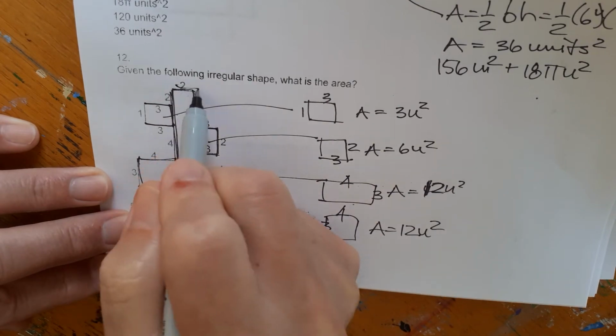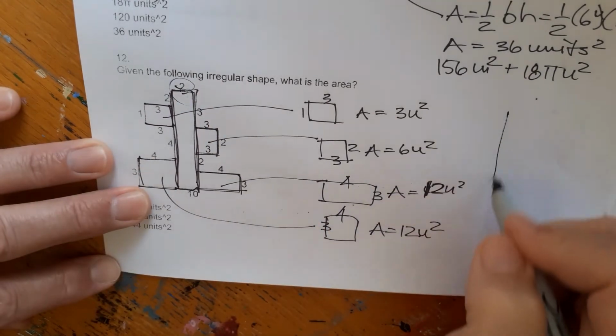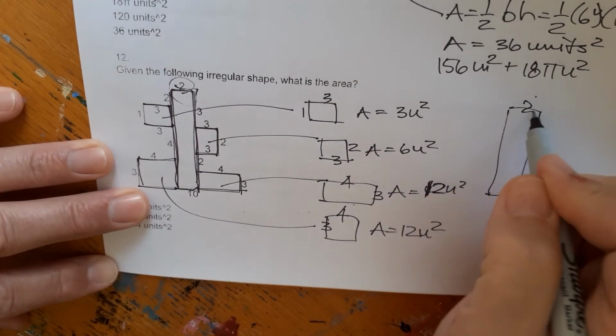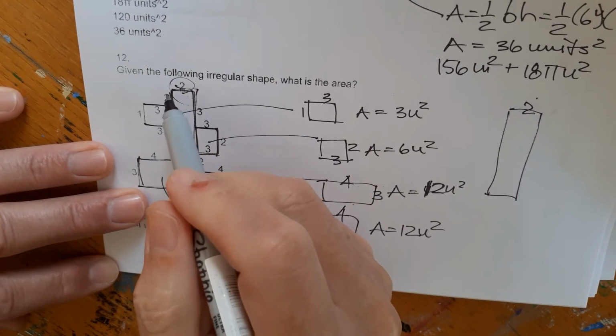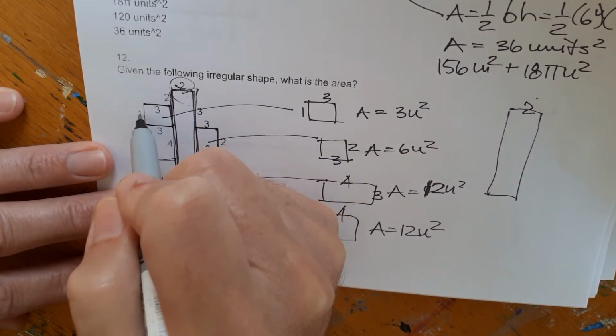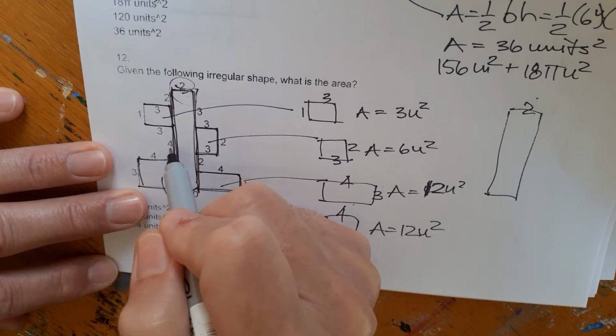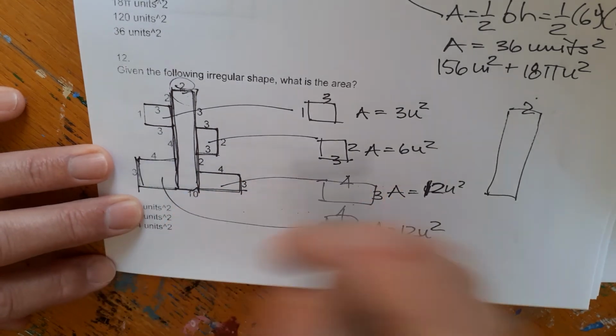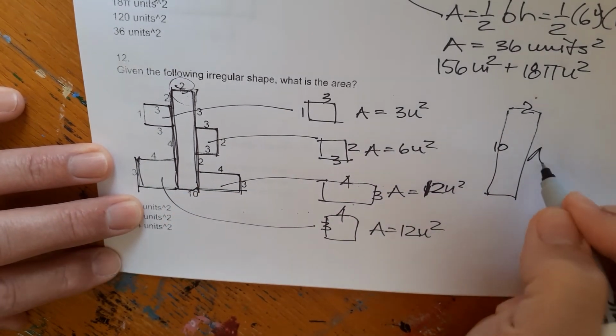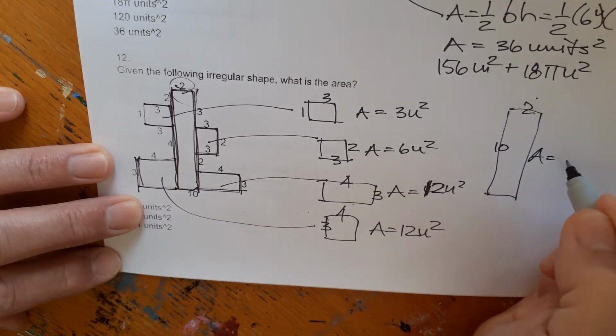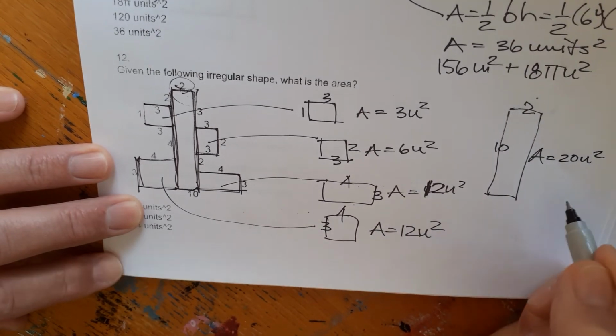Then we have this middle piece. This middle piece is too wide. So let's draw that. And how tall is this? Well, this is 2. This is 1. That's 3. This is 4. That's 7. And this is 3. That's 10. So I think it's 10 high. So area equals 2 times 10 is 20 units squared.